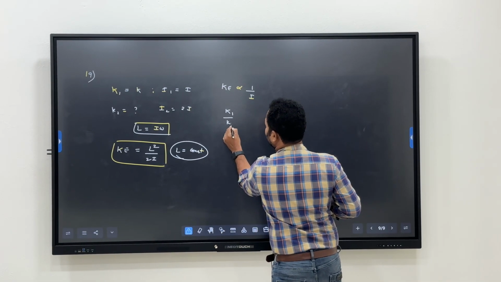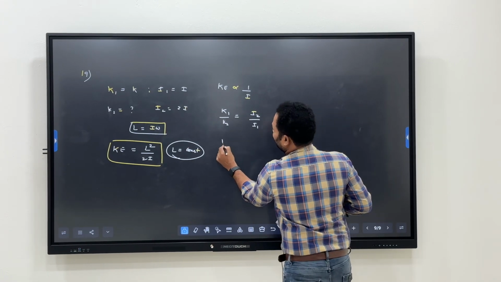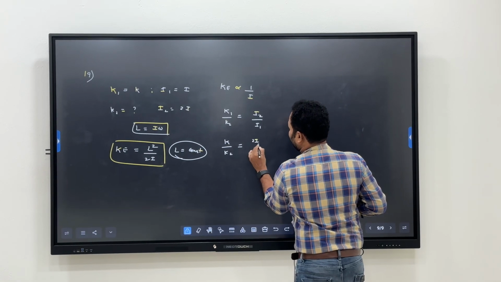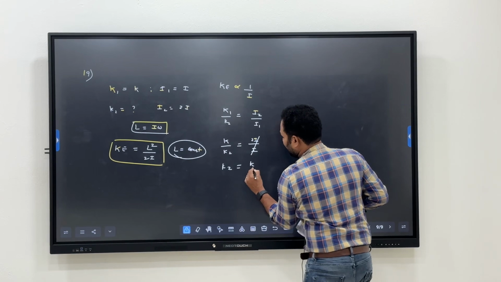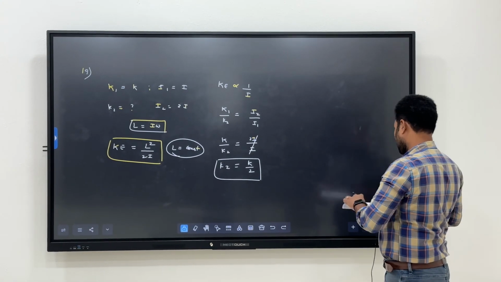K1 by K2 is equal to I2 by I1. So K1 is K, and K2 we need to calculate. I2 is 2 times I1. So now K2 is equal to K by 2. Kinetic energy is halved.